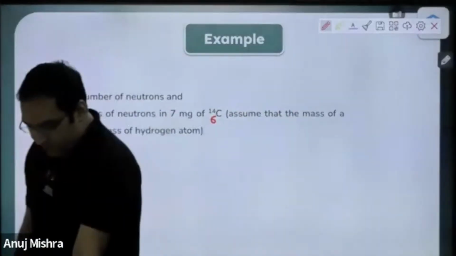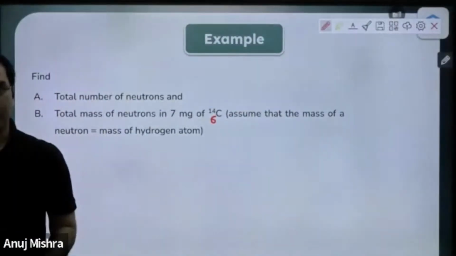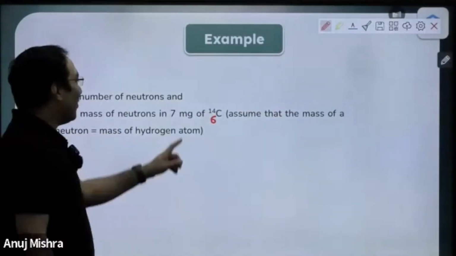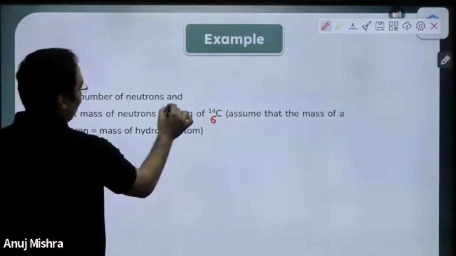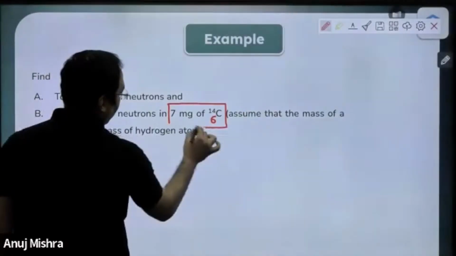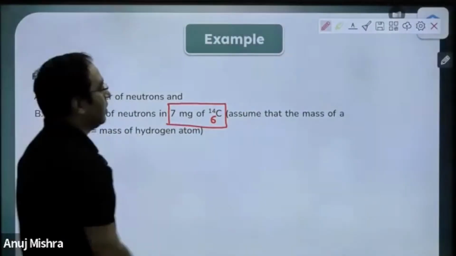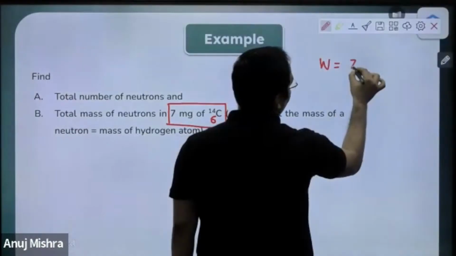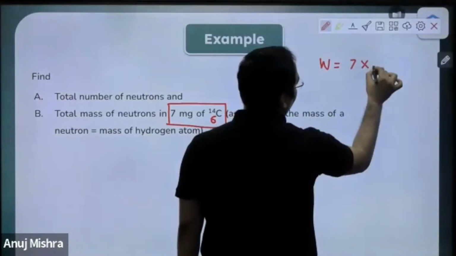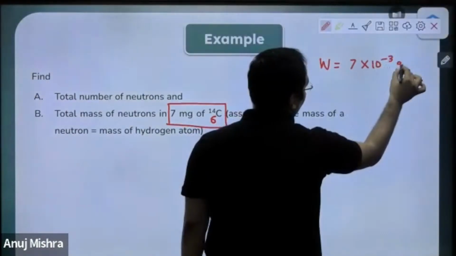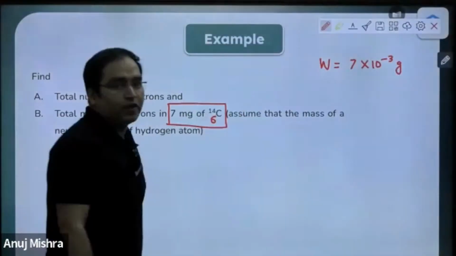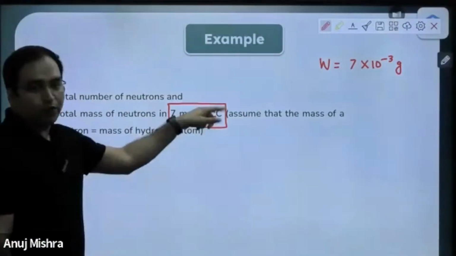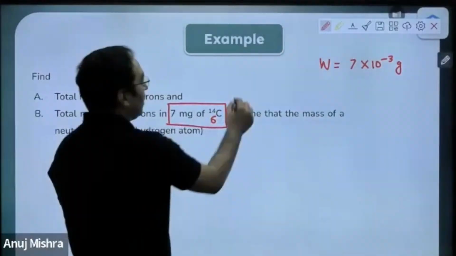Very good. Fine. What is mass given here? 7 milligram of 6C14. Is it okay? So can we write W, which is mass, is 7 milligram, can I write 10 power minus 3 gram? All of you agree? Yes. So we can write W is 7 into 10 power minus 3 grams. Of whose weight is this? 6C14 ka mass hai.